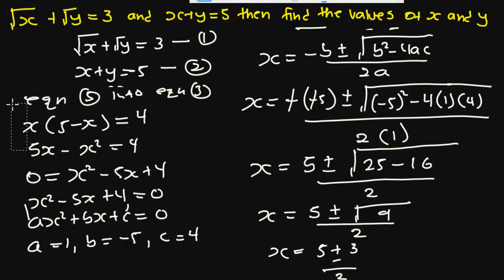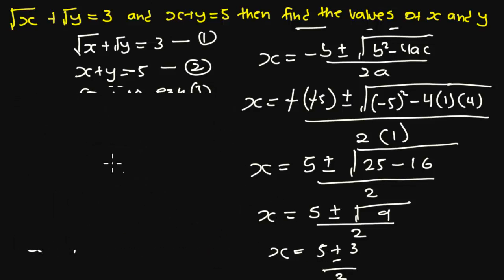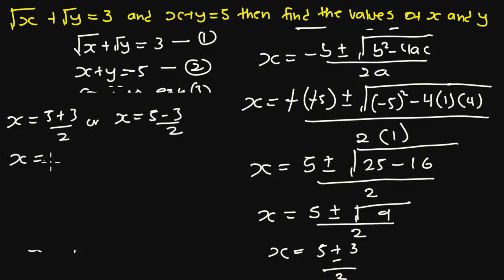Now let's clean this side. And so we are going to have x is equal to 5 plus 3 all over 2, or x is equal to 5 minus 3 all over 2. So x will be equal to 8 over 2, or x will be equal to 2 over 2. And x will be equal to 4, or x will be equal to 1. Now we have gotten the values for x. So how do you get the values of y?